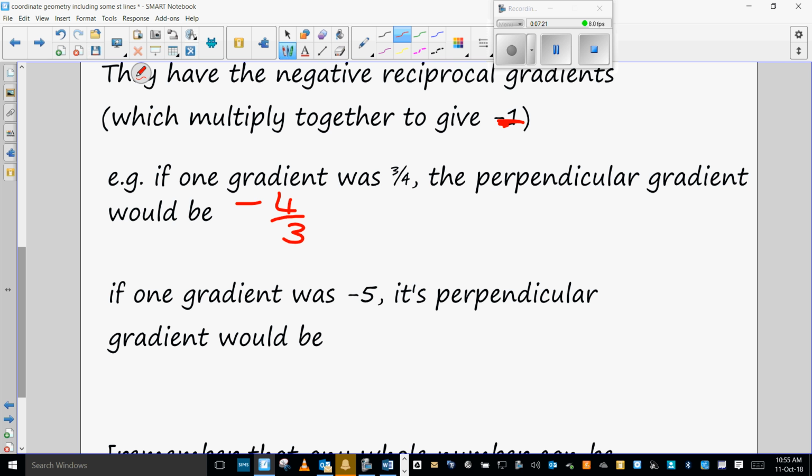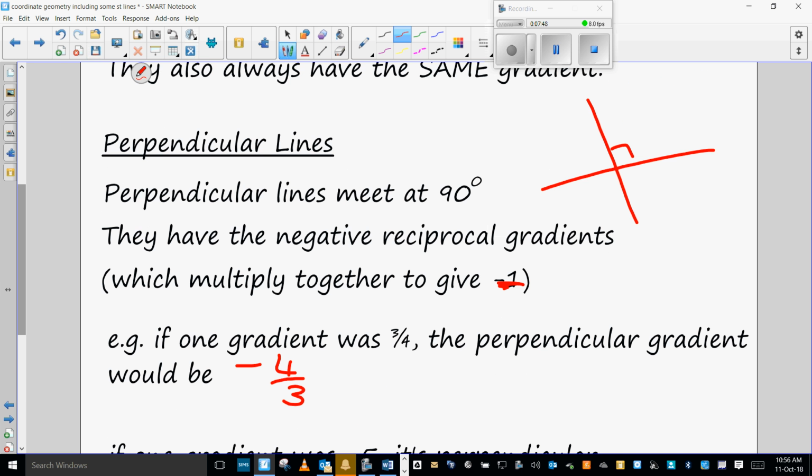Okay? We're going to do one here now. So if the gradient was -5, we remember that a whole number would be 5/1, yes? So its perpendicular gradient would now be +1/5. Yeah? You happy with that? So you change the sign of it. So if one was negative, the other will be positive. And it makes sense looking at our diagram here. This one was uphill sloping, this one has to be downhill sloping. Yes, so if one is positive, the other has to be negative. Okay?